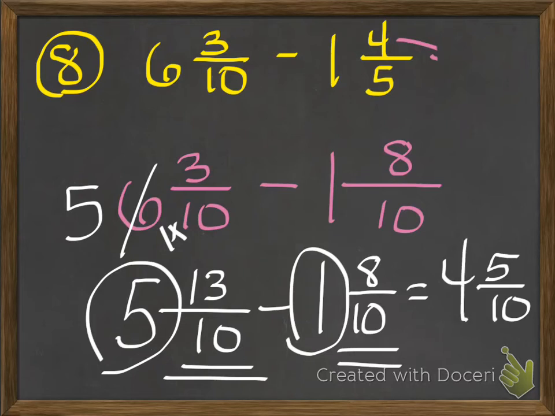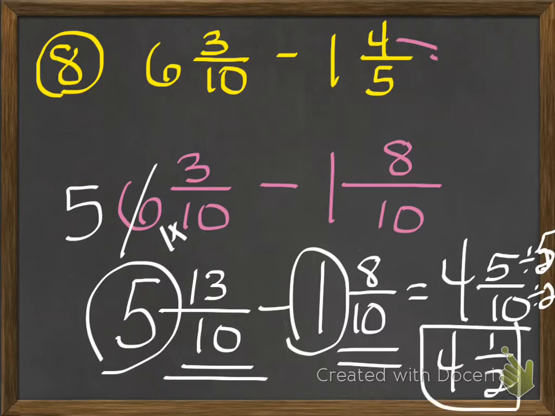I see I can simplify further. See, now it's getting really complicated. I can simplify by dividing the numerator and denominator by 2. Oh, I'm sorry, not by 2, by 5. I don't know what I was thinking. And I get 4 and 1/2 because 5/10 is 1/2. So 4 1/2 is my answer.